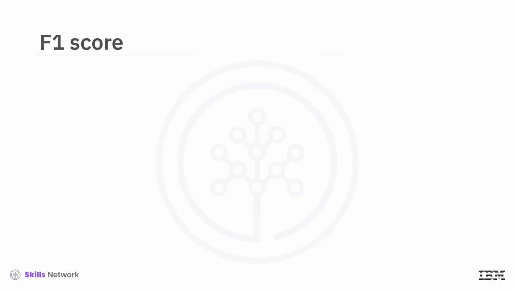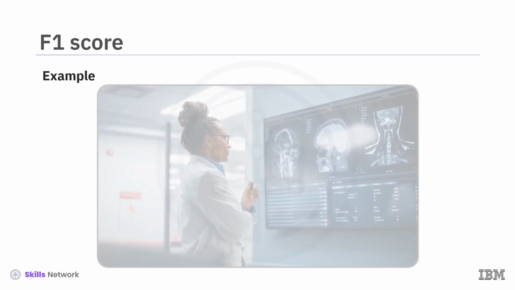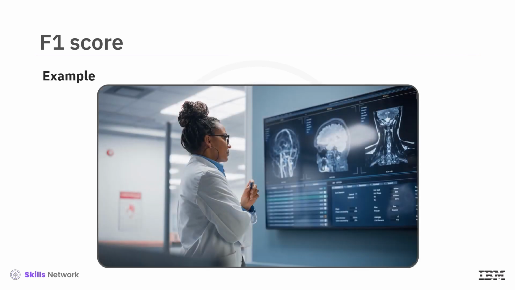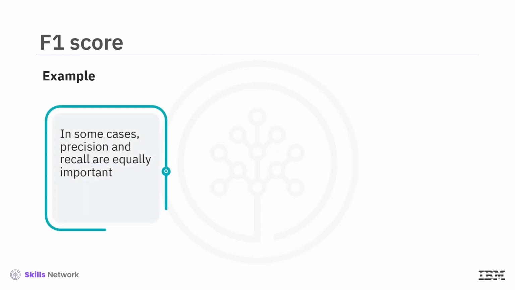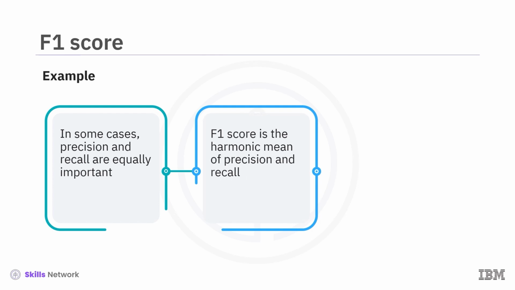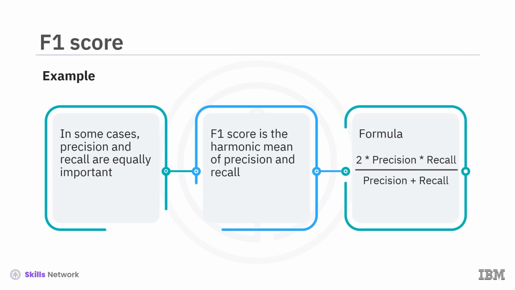Finally, let's look at the F1 score. Imagine that you were in the medical field and have incorrectly classified patients as having an illness. You could be treating the wrong diagnosis. In cases such as this, where precision and recall are equally important, you can try to optimize one or the other. The F1 score, which is defined as the harmonic or balanced mean of precision and recall, is useful. It is calculated as 2 multiplied by precision and recall divided by precision plus recall.